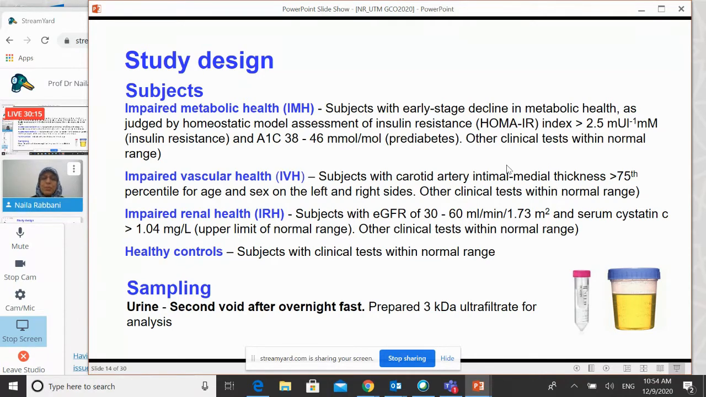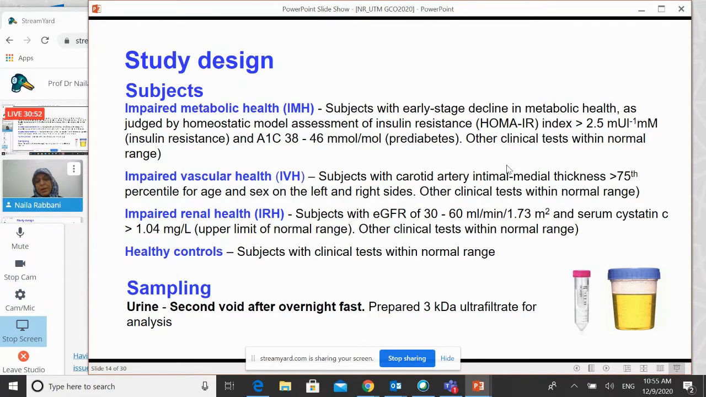So basically these people were healthy, but they had just a touch of a condition where certain metabolic, vascular, and renal health was impaired slightly. And of course, healthy control. So subjects we recruited with clinical tests all within normal range. So we collected urine second void after overnight fast because we wanted to make sure that there is no biomarker coming from food in the urine present. So that's why we collected second void after overnight fast.